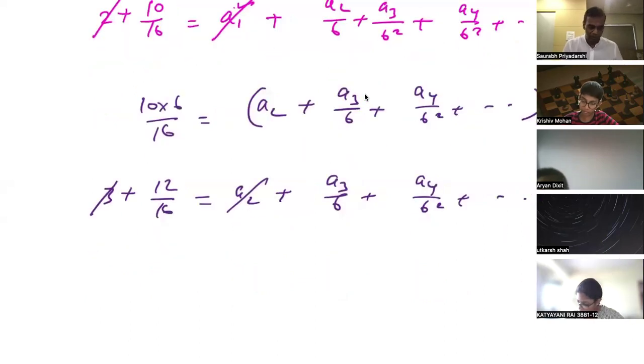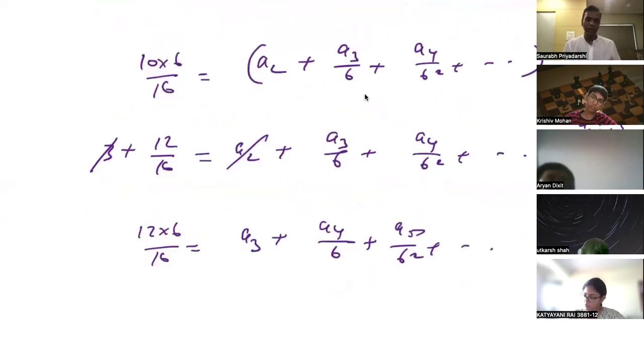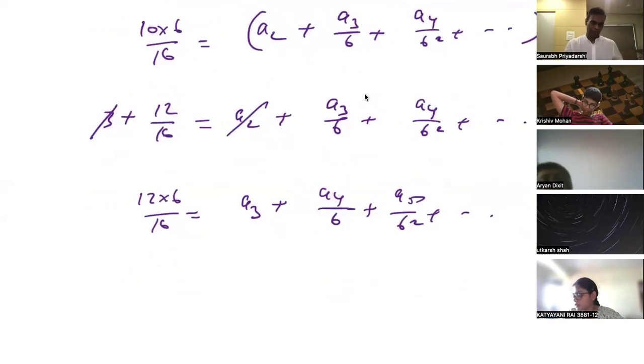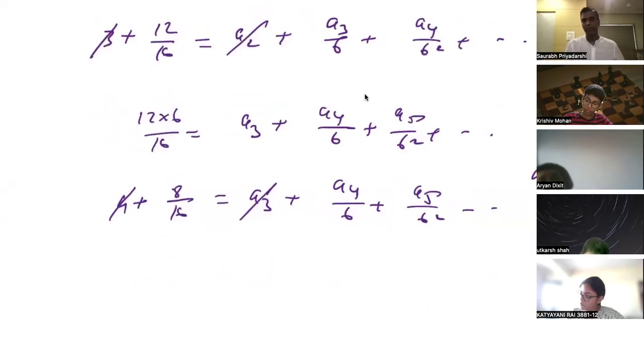Now again multiply with 6. 72 by 16, which would be 4, so 8 by 16 would be left. Very good. So what are we getting for A3? We would get 4 plus 8 by 16. Now this is working. A4 by 6, A5 by 6 square, and so on, so A3 is equal to 4. Now this is nothing but 1 by 2 only.